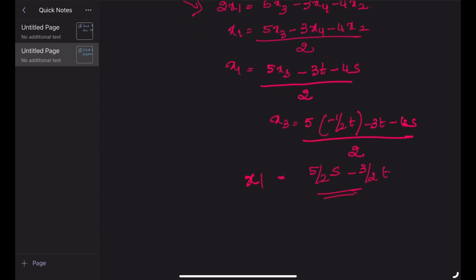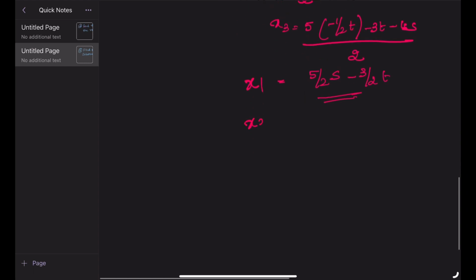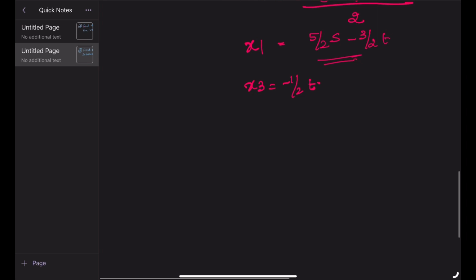So it is x1. So we know x3 is nothing but minus half of t. So we will write the general equation. So it is nothing but 5/2 s minus 3/2 t, that is x1. What is x2? x2 is s. What is x3? It is minus half t. What is x4? It is t.